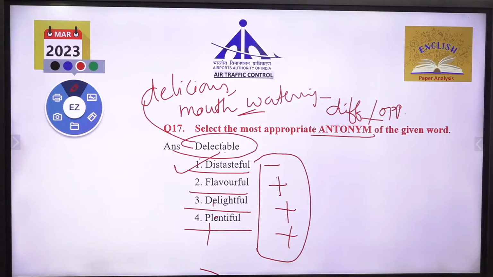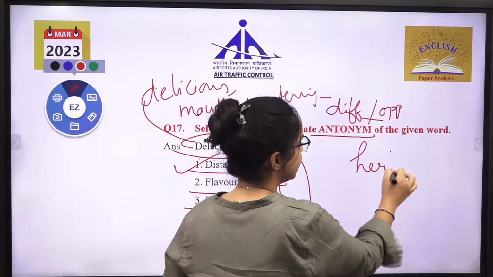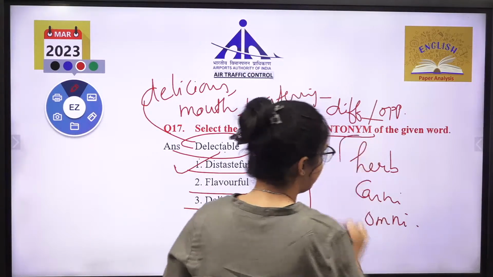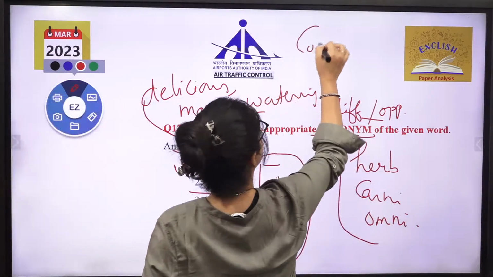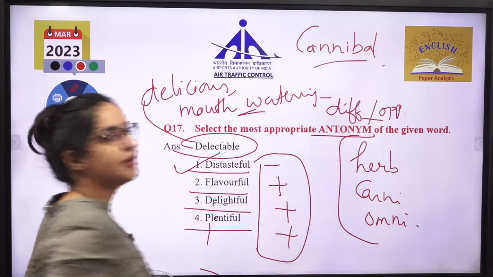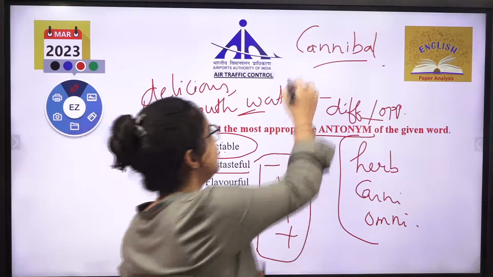Now let's learn 2-3 more words here. Okay, in your junior classes, you had done the words herbivores, carnivores, omnivores, right? This you might have done and you might have remembered. अगर नहीं याद तो बता देना, I'll revise it. Cannibal क्या होता है? What is cannibal? जल्दी बताओ, what is cannibal? Man eater. Very good. A person who eats man.